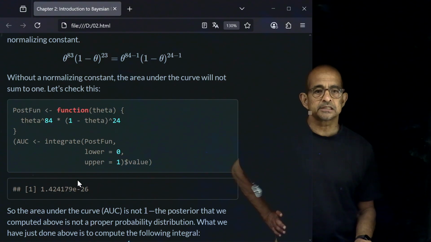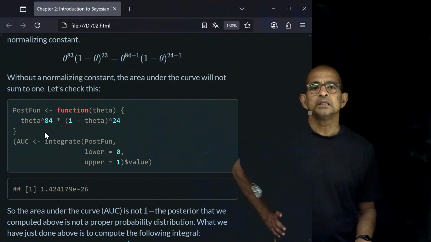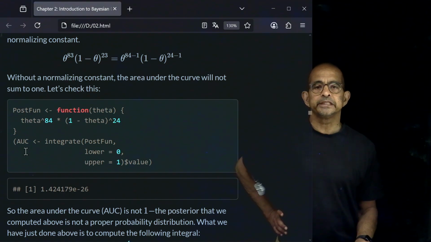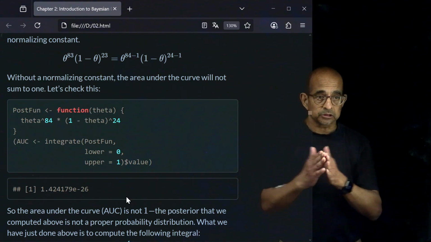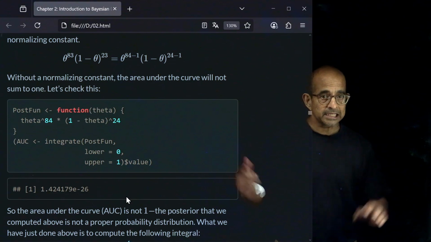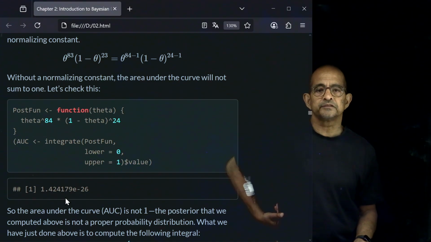I did this just like I did in chapter 1. I took the updated parameters a and b, and defined a function using just the kernel of the distribution, right? And I computed the area under the curve ranging from 0 to 1, which is the support of the beta distribution. The beta distribution ranges from 0 to 1, that's why I've specified these limits here. So I get the area under the curve here.